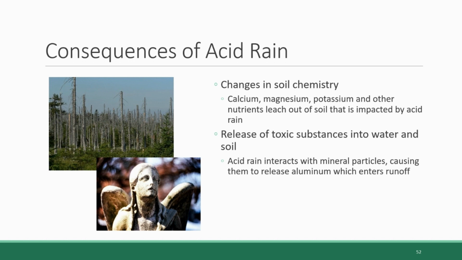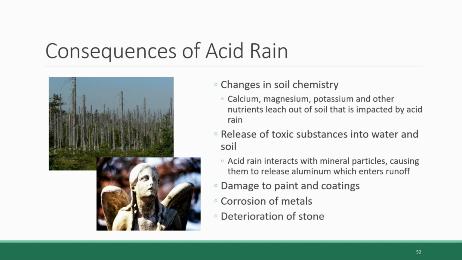In the human realm, acid rain also damages infrastructure. It can damage paint and coatings, it can corrode metals, and cause deterioration of stone, which is what you can see has happened in the lower picture.